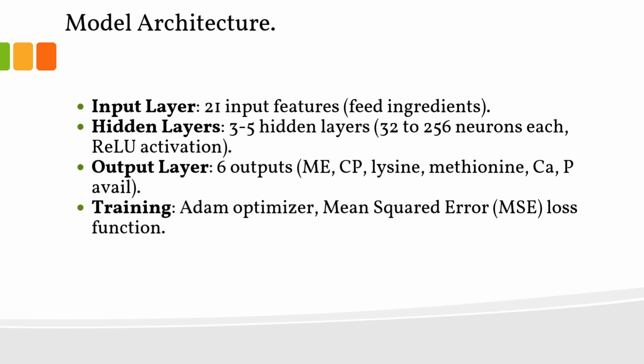Then look at the output layer. It has six outputs. Those are our target outputs, the target variables. We want to see what the impact of this formulation on ME is. ME here stands for metabolizable energy. What is the impact of this formulation on the crude protein? What is the impact on lysine? Then training shall employ, of course, the Adam optimizer as usual, and the mean squared error loss function.